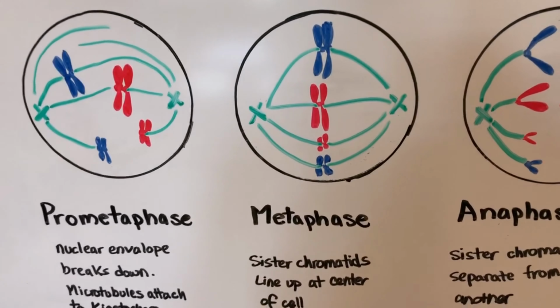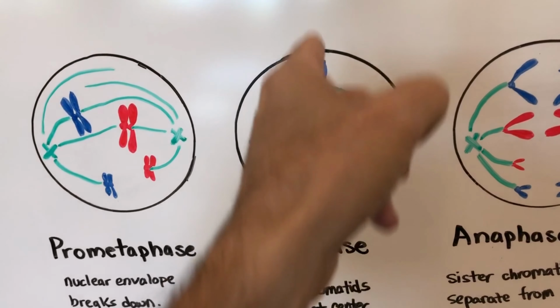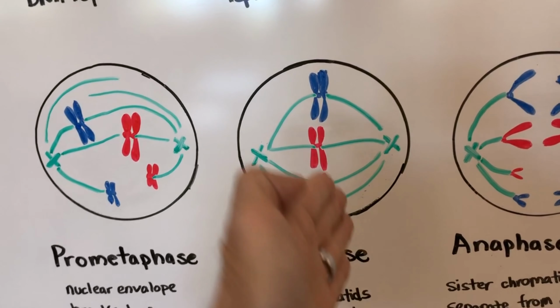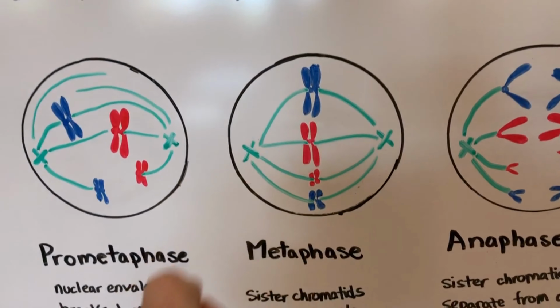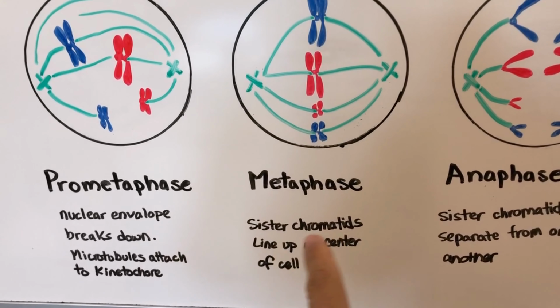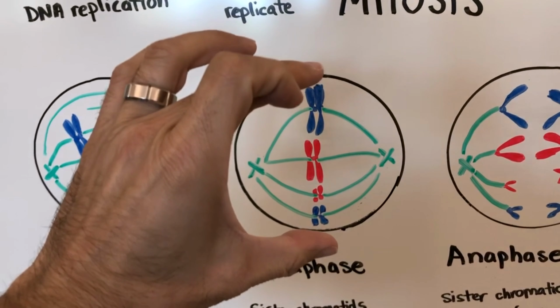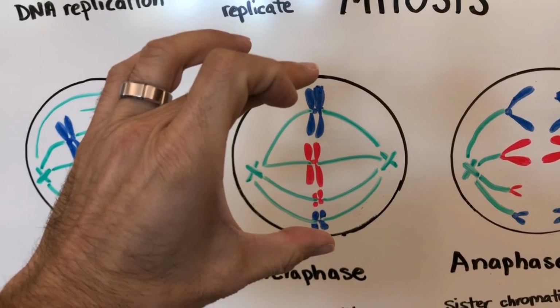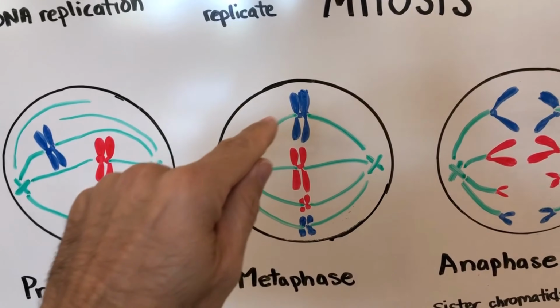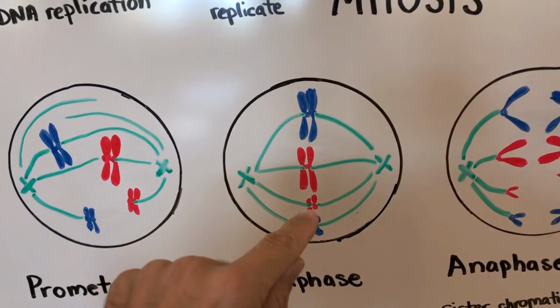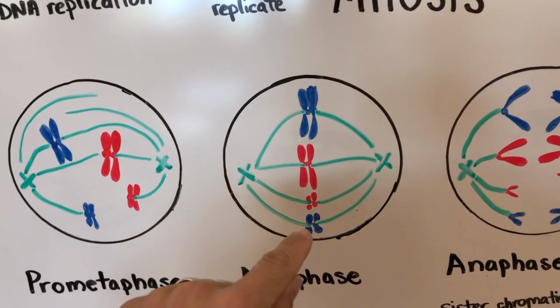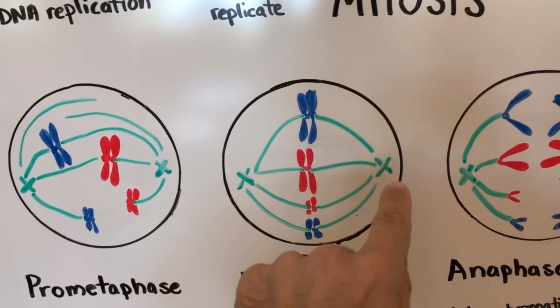By metaphase, they have made their way to the center of the cell. It's called this imaginary metaphase plate, right? Sister chromatids line up at the center of the cell. Okay, sister chromatids line up at the center of the cell. And all of the sister chromatids are attached at their kinetochores to microtubules from opposite poles of the cell, opposite centrosomes.